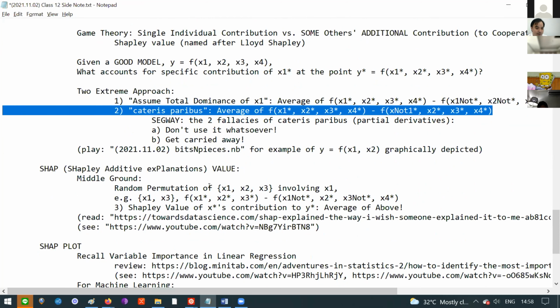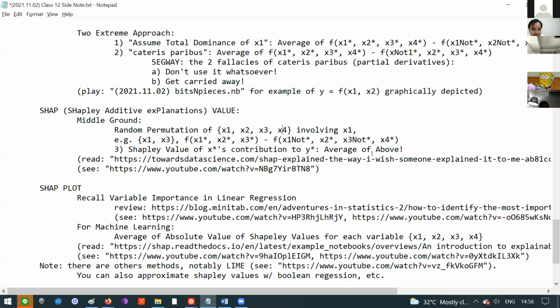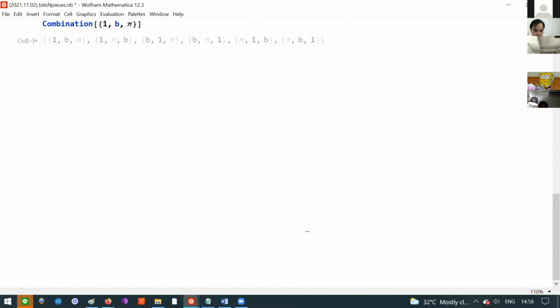So for example, let's say I have x1, x2, x3, and say x4, right? I take what's called a random permutation. In mathematics, this is easy to do. This is basically a subset.